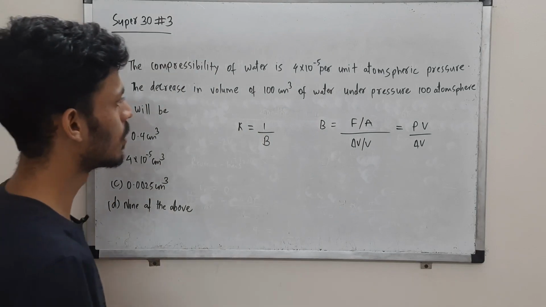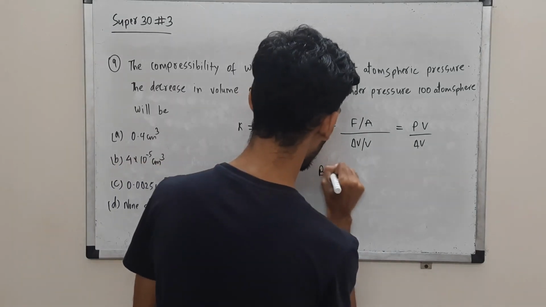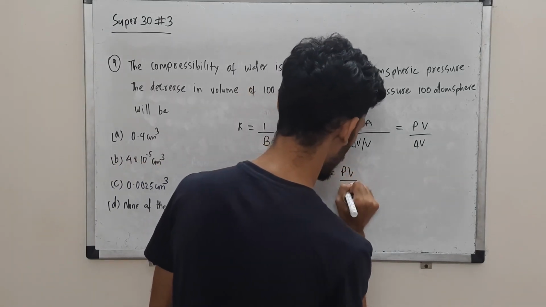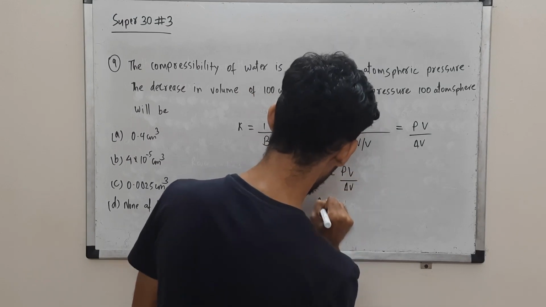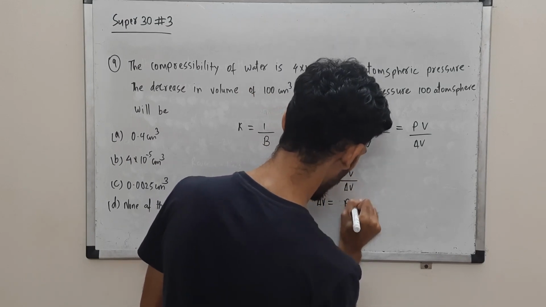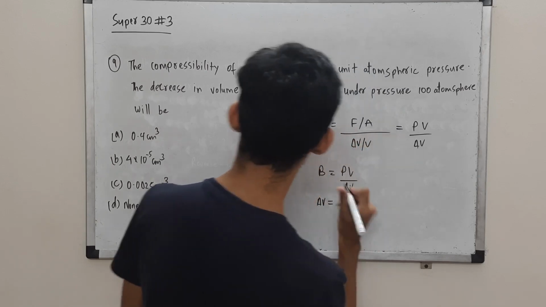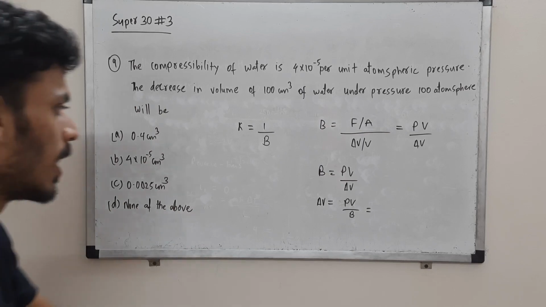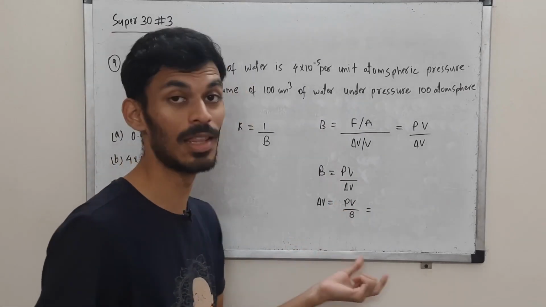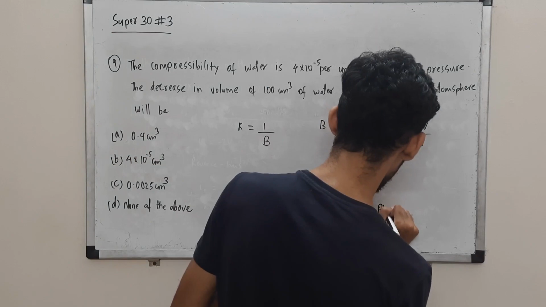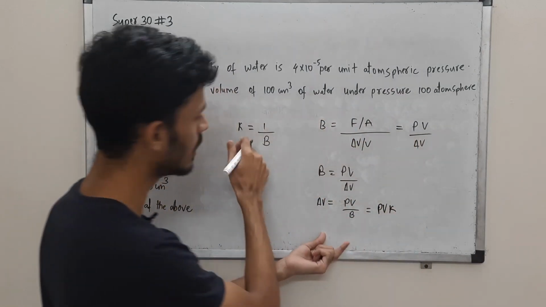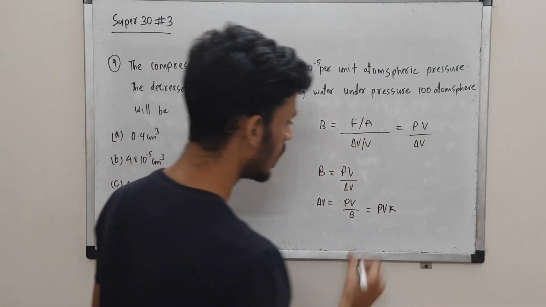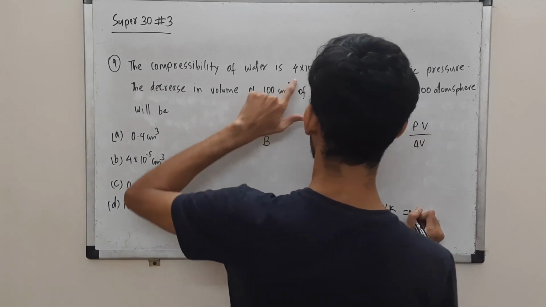So finally the formula for bulk modulus is this. So delta V will be PV by B. We are supposed to report delta V, the decrease in the volume. So PV by B, or PV into 1 by B, or we can say PVK, since 1 by B is K. So let's substitute and get our answer. This should not have taken that long.